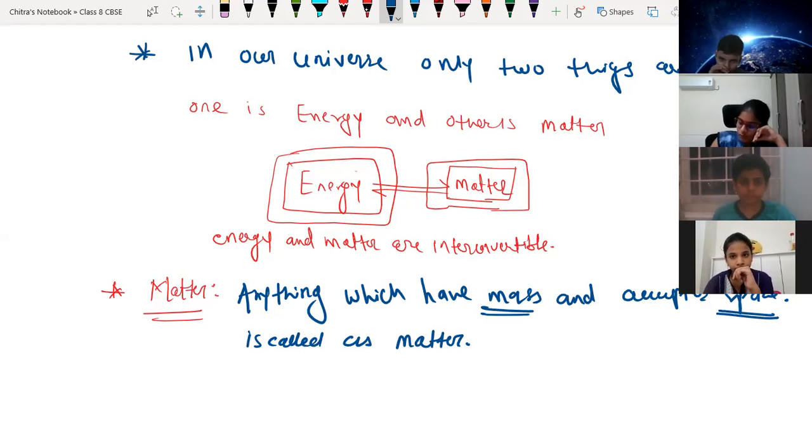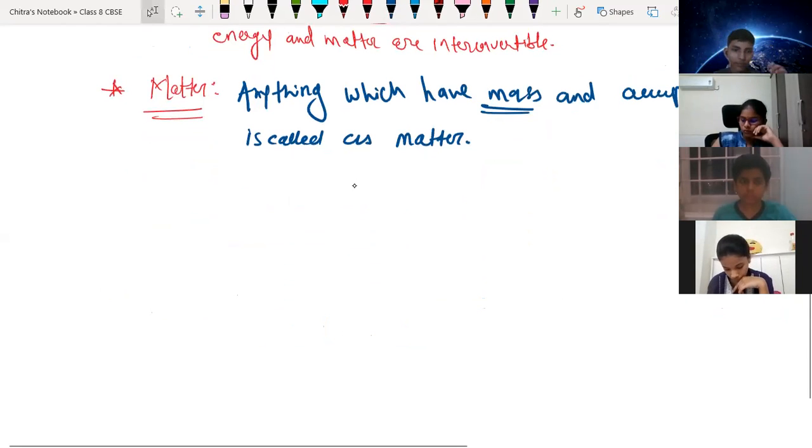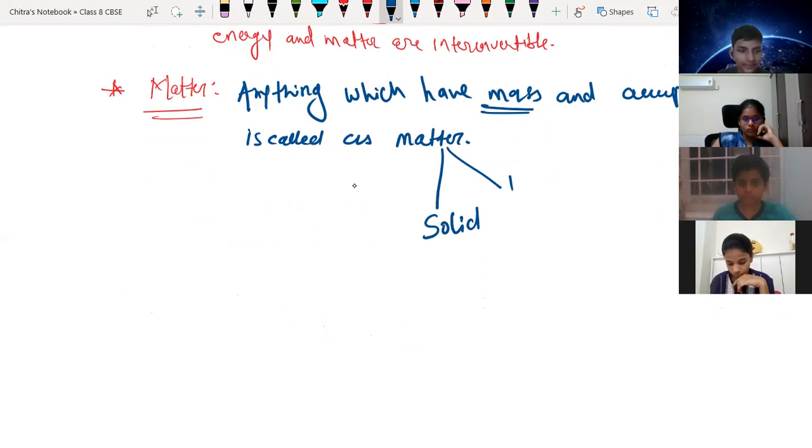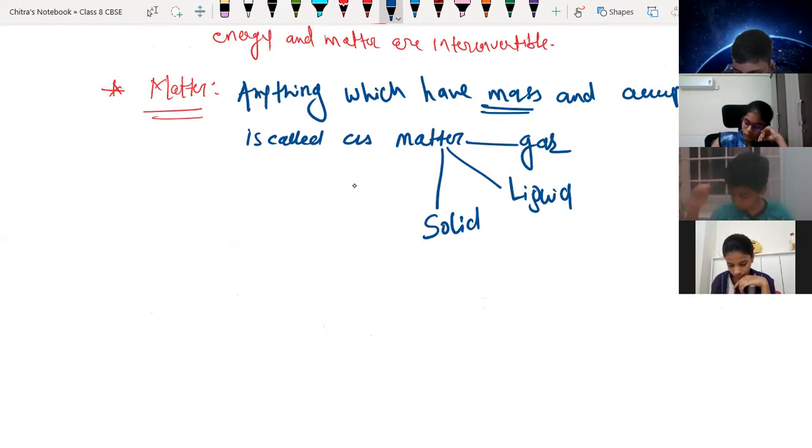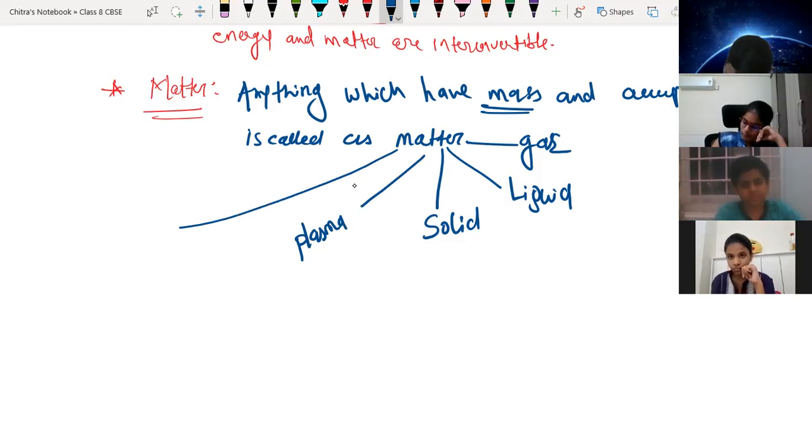Now matter is divided into three states. Matter may be solid, liquid, or gas. These are nothing but the states of matter, right? Do we have more states of matter? Yes, sir, there's plasma. Yes, one is called plasma and the other is called Bose-Einstein.